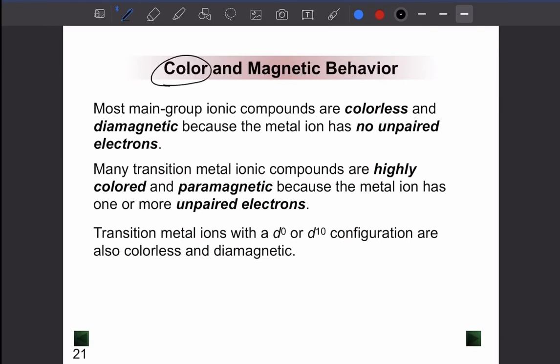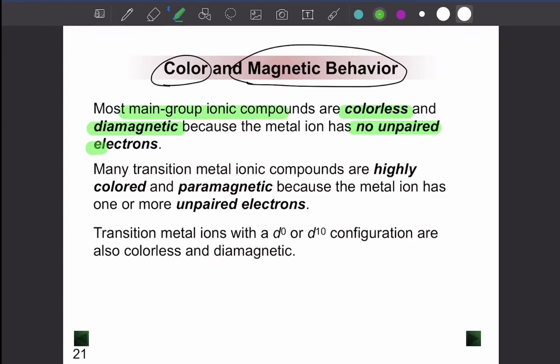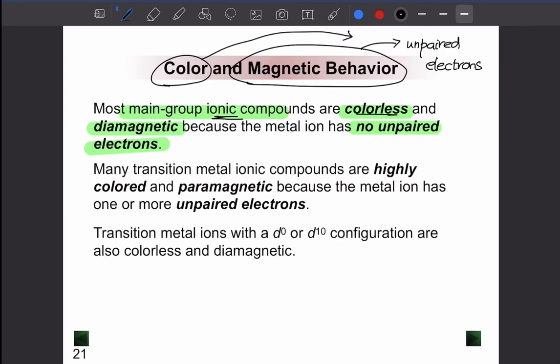Next is the color and the magnetic behavior. Most main group elements are generally colorless and diamagnetic because the metal has no unpaired electrons. One thing that helps in understanding magnetic behavior is the presence of unpaired electrons. When you have unpaired electrons, you get both color as well as some magnetic behavior. Most ionic compounds are generally colorless. The best example of it is salt. Salt is a colorless crystal, right?